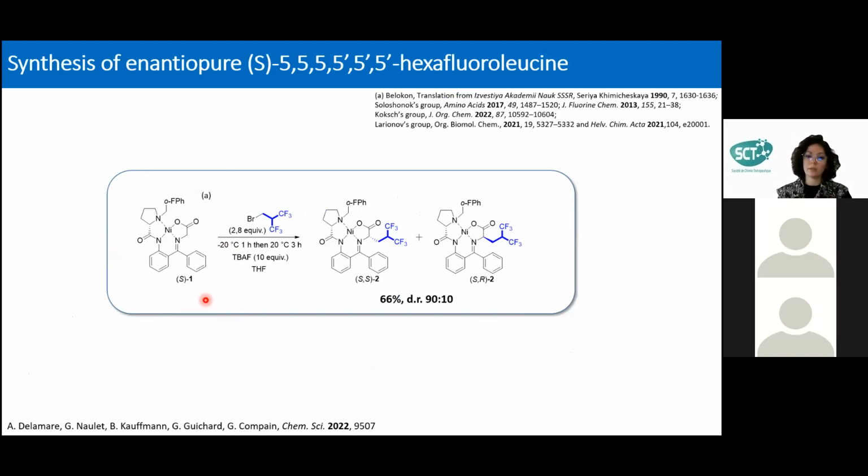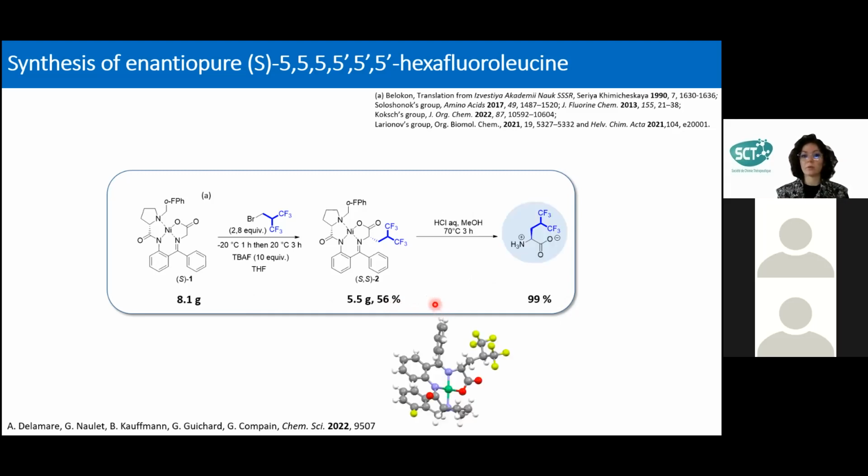With the previously optimized conditions, we succeeded in obtaining a 66% yield and a nice diastereoselective ratio. This methodology is compatible with a multigram scale synthesis. We obtained the pure diastereoisomer of the alkylated nickel complex, and after hydrolysis, the enantiopure hexafluoroleucine, and it's quantitative.